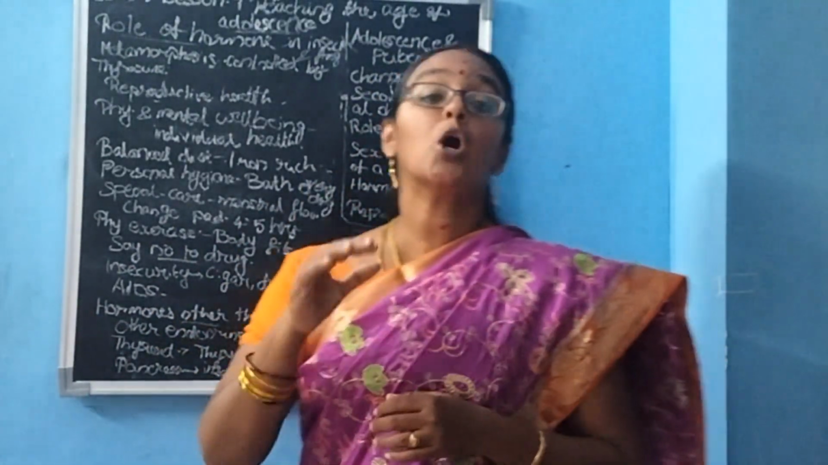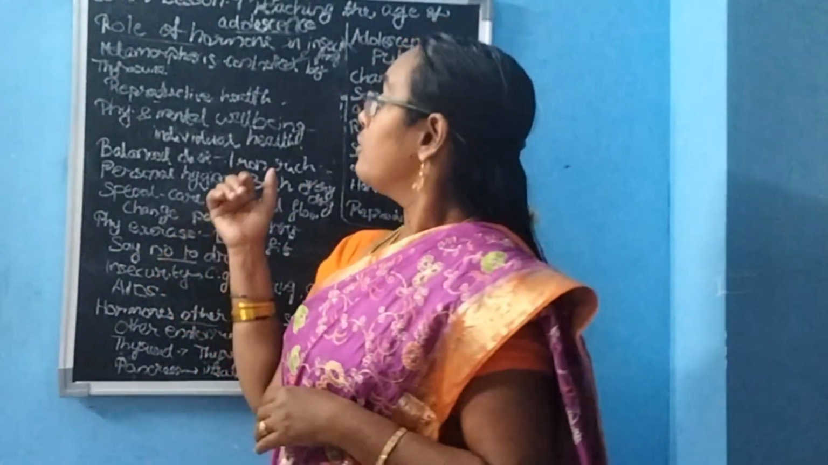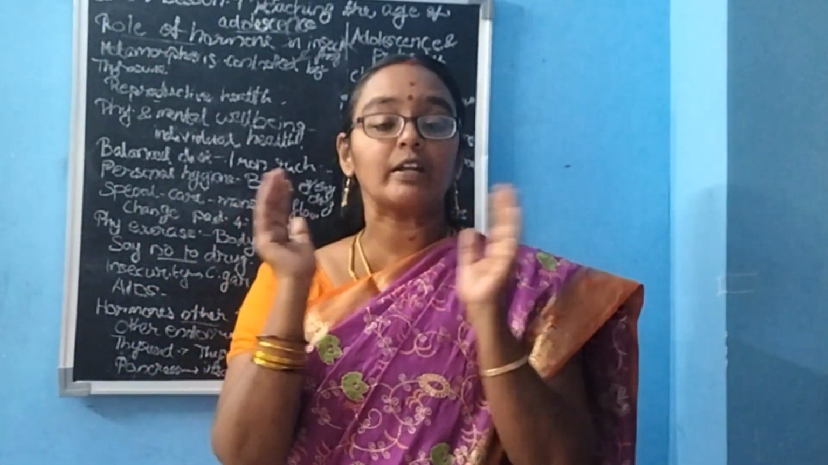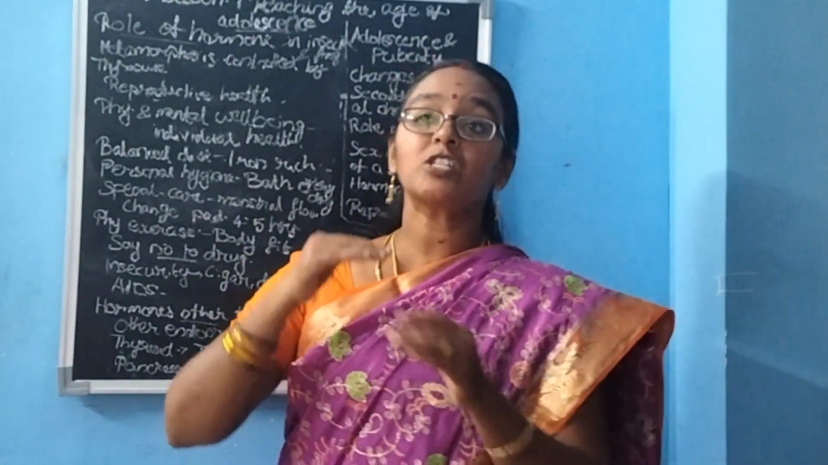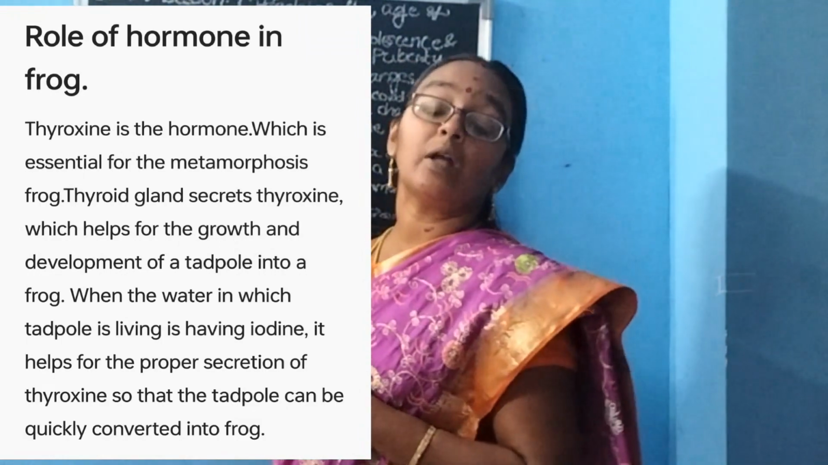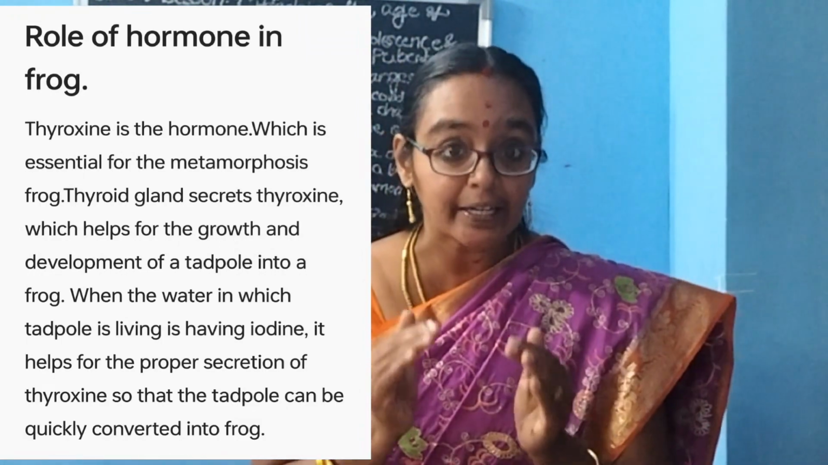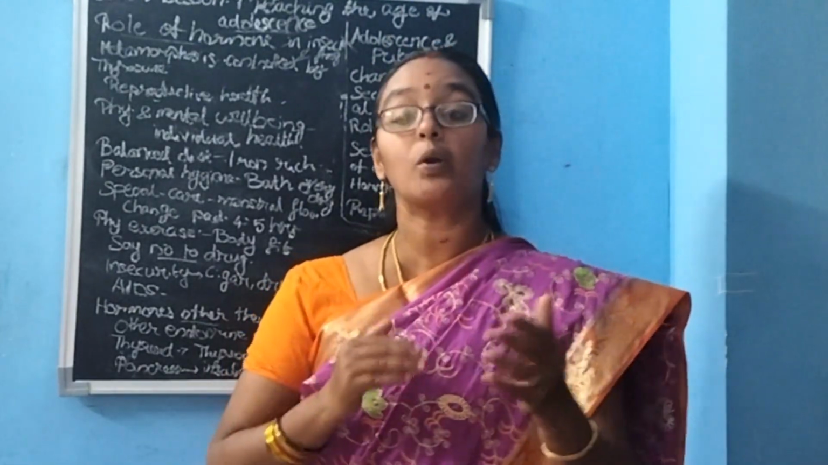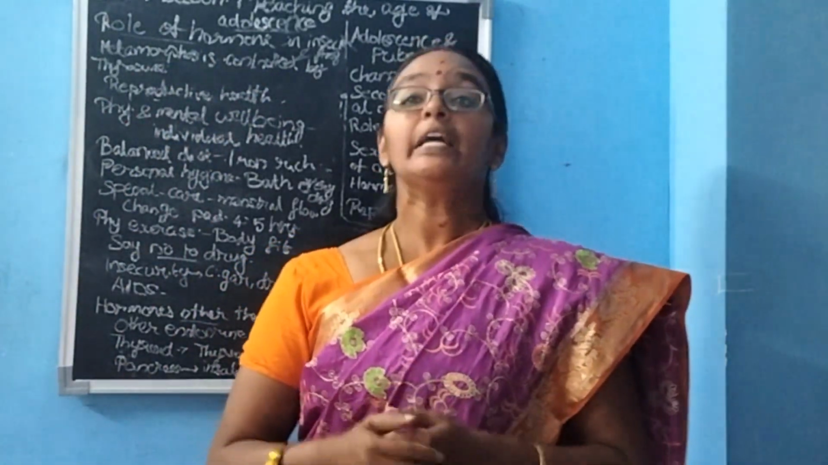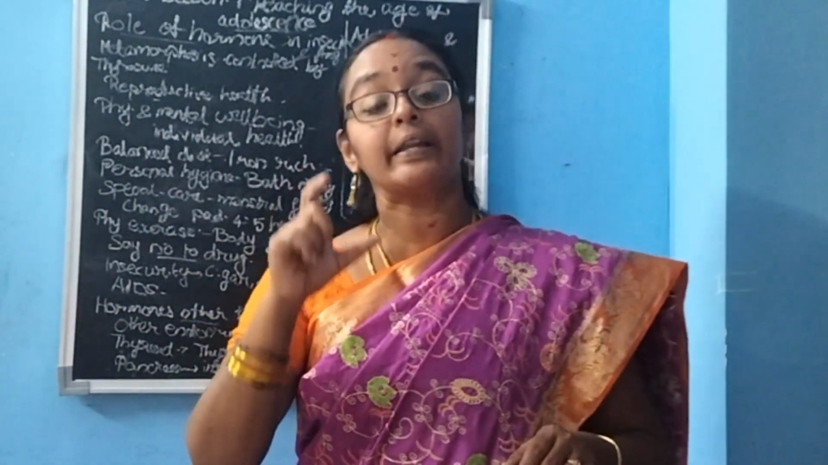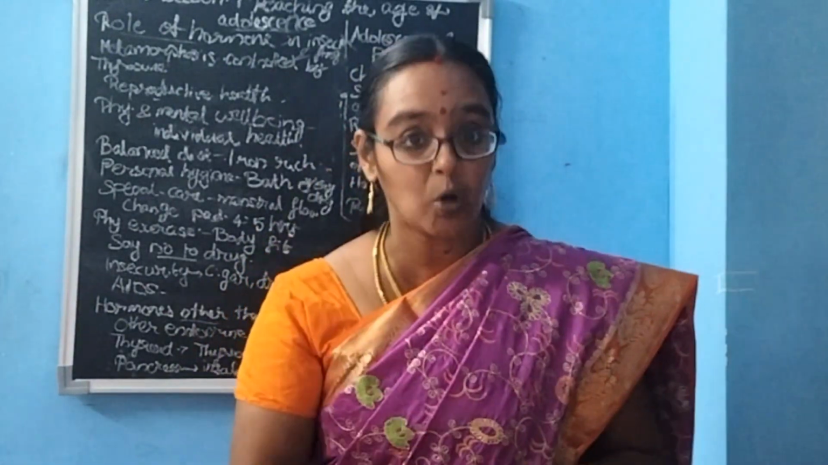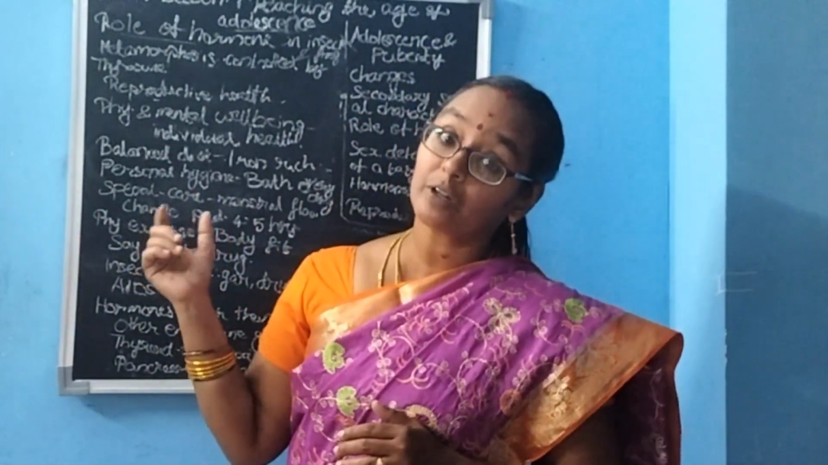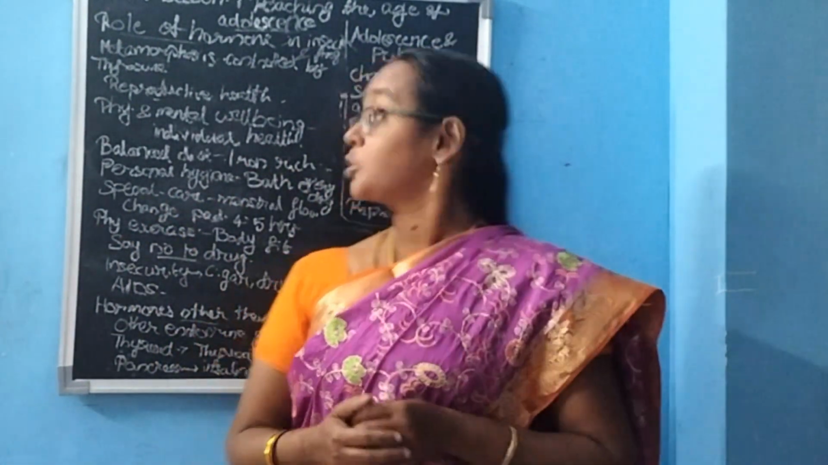In that, the hormones also play a drastic role. For example, the tadpole will be seen in water, and it has to be changed to frog. For that, thyroxine hormone is essential. When iodine is more in water, thyroxine will be produced more. So what will be happening then? Only then the tadpole will be able to convert into frog. If the tadpole is living in water where iodine amount is very less or negligibly small, this tadpole will not become a frog. So these hormones also play an important role in this metamorphosis cycle.